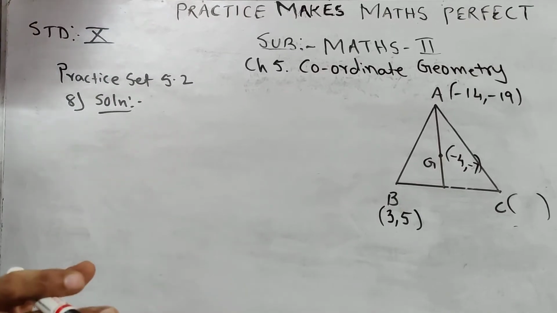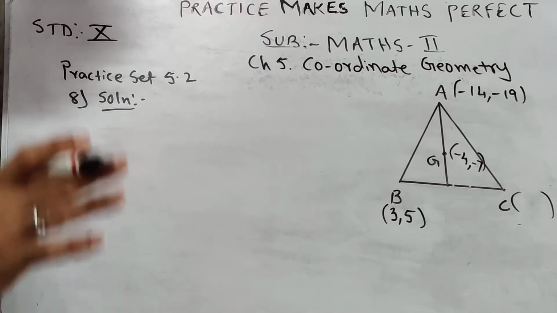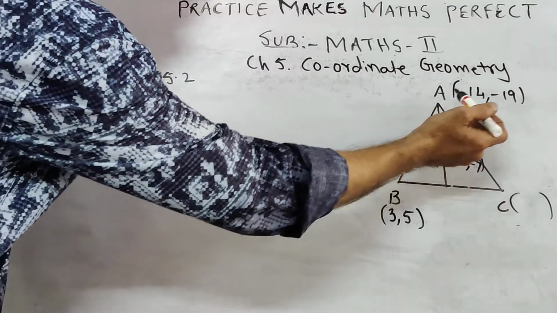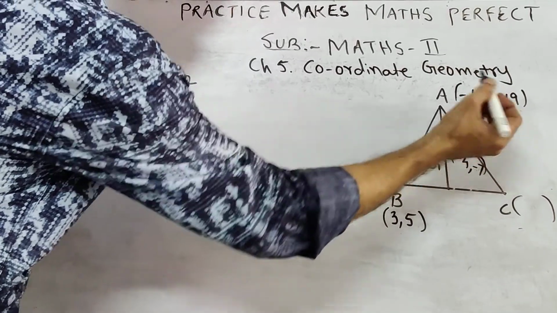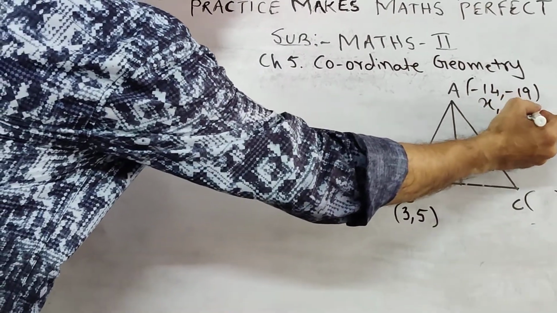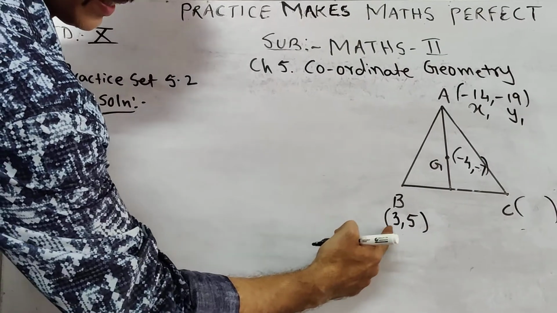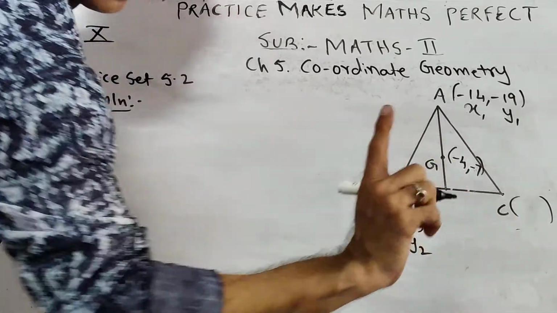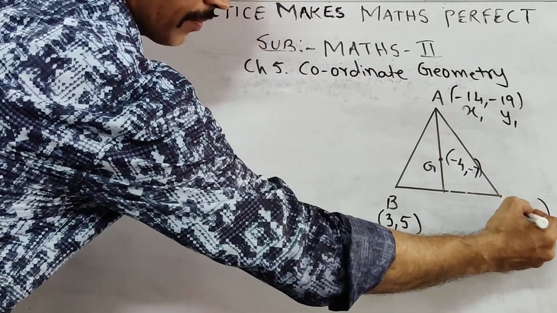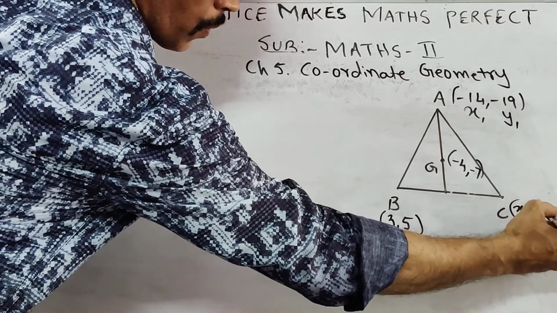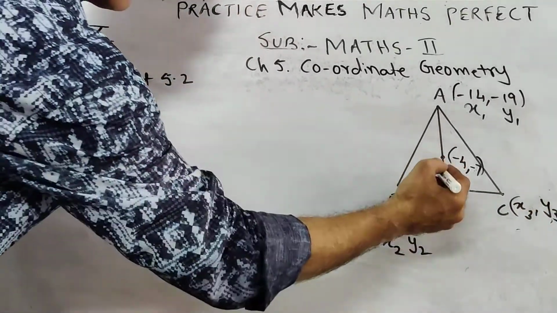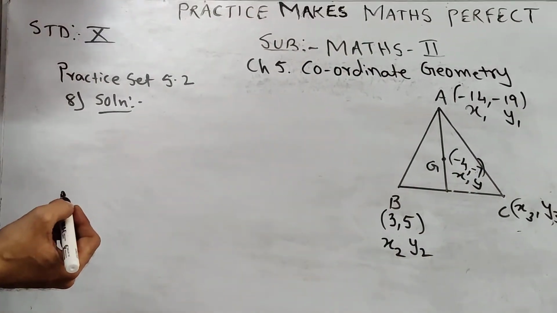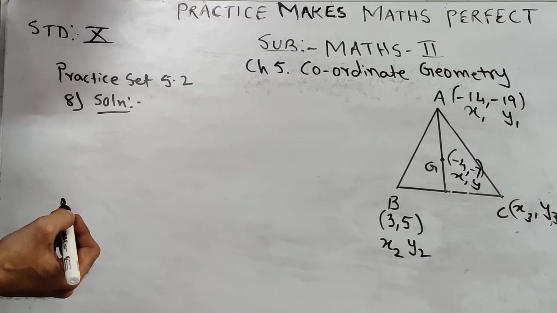Now come to sum number 8. Sum number 8 is also based on centroid formula. You can see A coordinate is minus 14 comma minus 19. So this is x1 and this is y1. See, B coordinate is 3 comma 5. So this is x2, y2. C coordinate is not given. So this will be x3 and y3. Okay, and this G, always G is x and y. You know, centroid coordinates are always x and y.